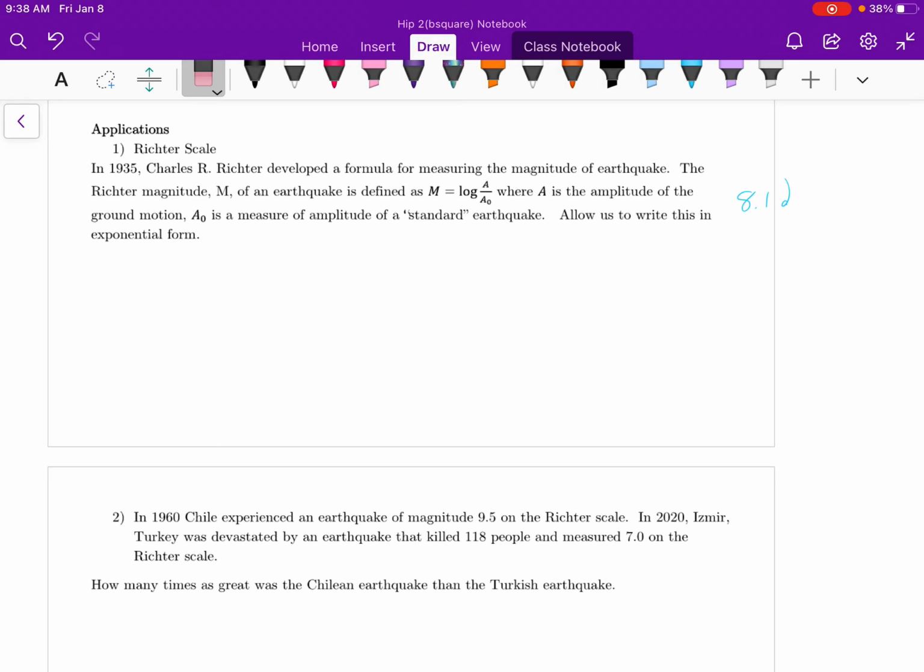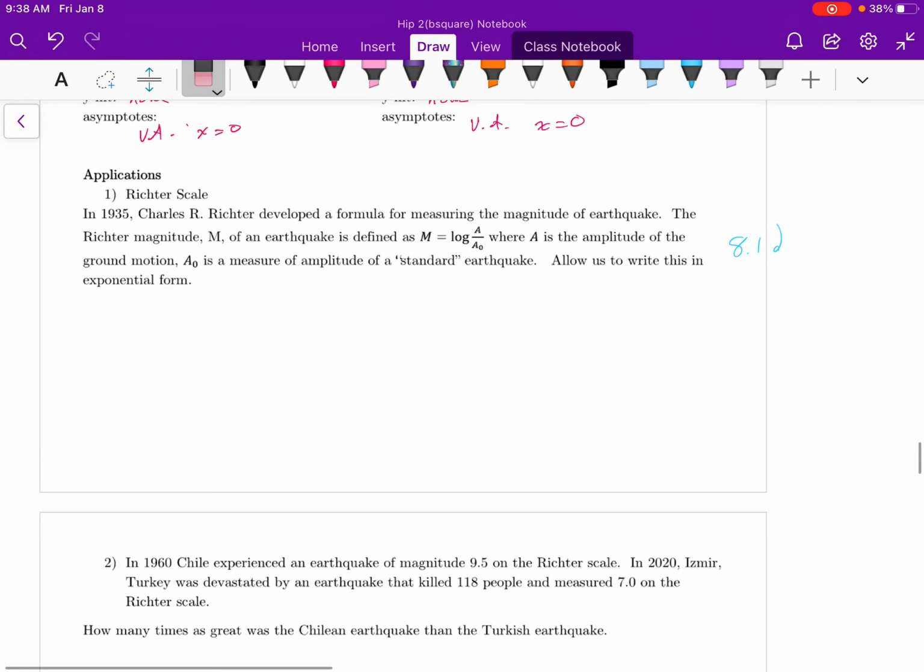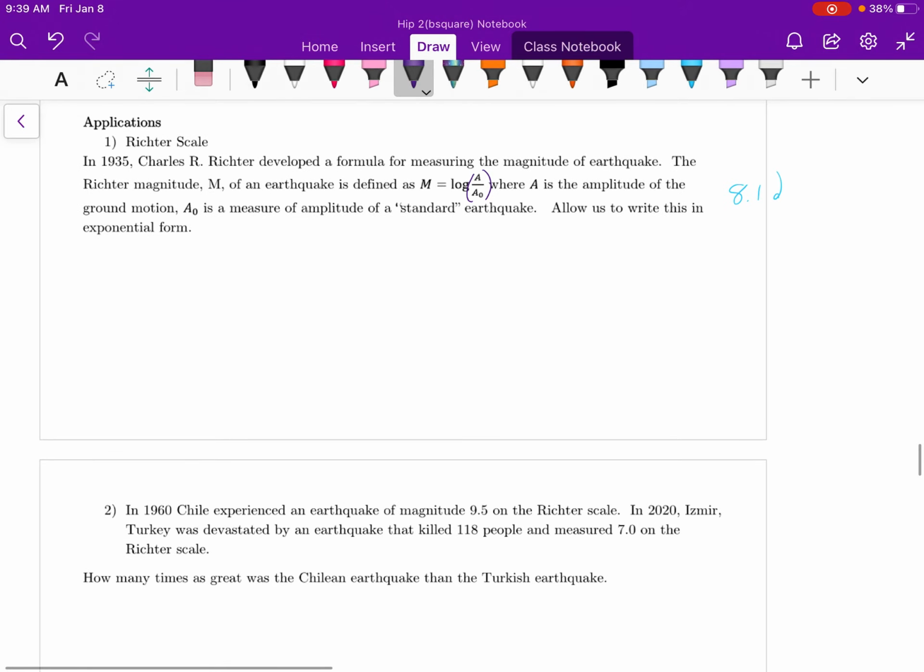We're going to write this in exponential form. So really, I'm just going to try to clarify what's going on before here. A over A naught, we can treat that as one quantity, if you will, right? Earthquakes are really, really interesting. So I'm just going to write M is equal to the log of A over A naught. And since there's no base that is written, it is assumed to be 10. So let us write this in exponential form.